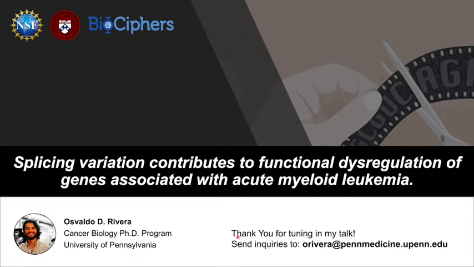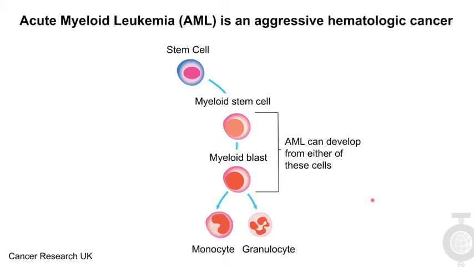I am excited to tell you today about our discovery of how splicing variations contribute to the functional dysregulation of genes associated with acute myeloid leukemia. Acute myeloid leukemia, or AML, is an aggressive type of hematologic cancer.